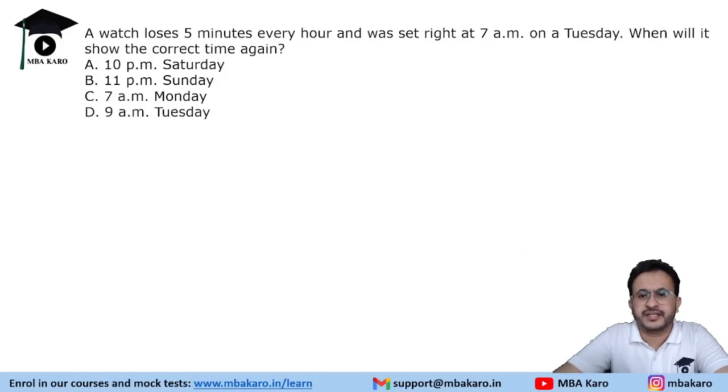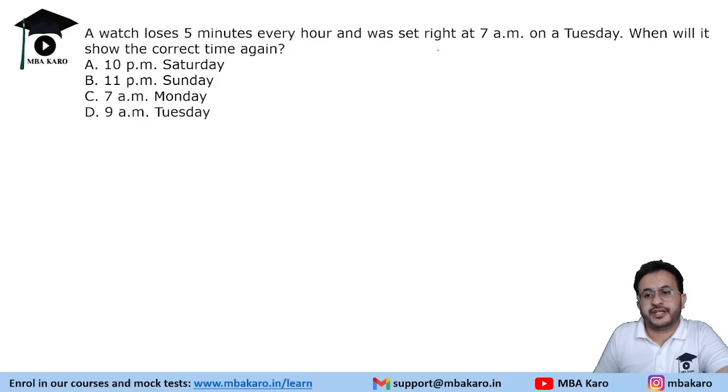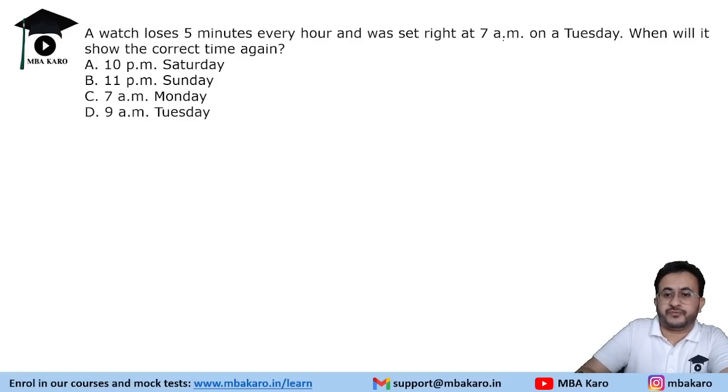Another type is, they give you the time and they will ask when was the correct time in that clock. Okay. A watch loses 5 minutes every hour and was set right at 7 a.m. on a Tuesday. When will it show the correct time again? Okay. Now, the correct time, 7 a.m., was correct. Now what will happen is, next hour it is 7 a.m. So it is showing 7 only.